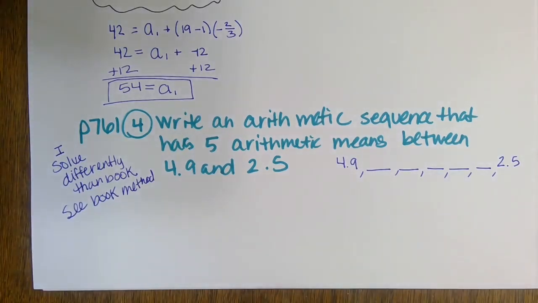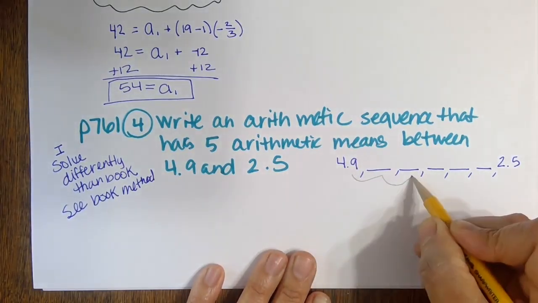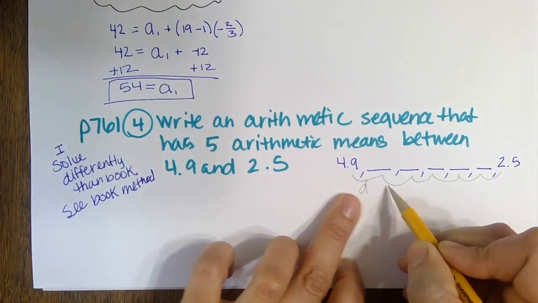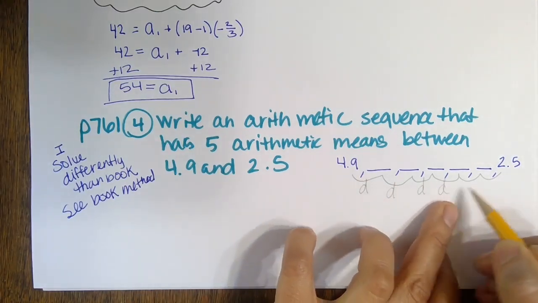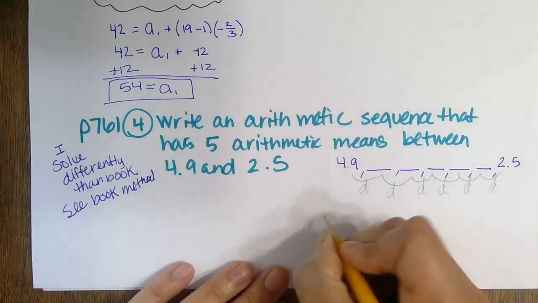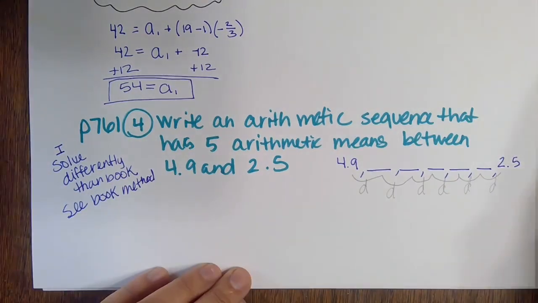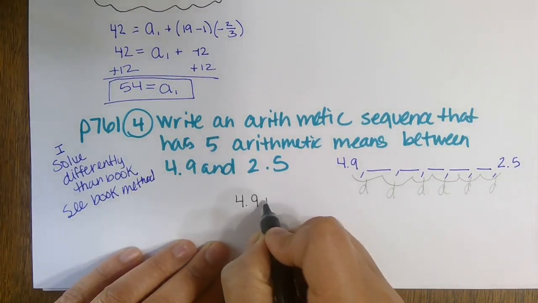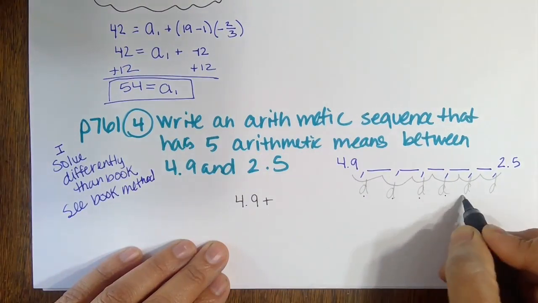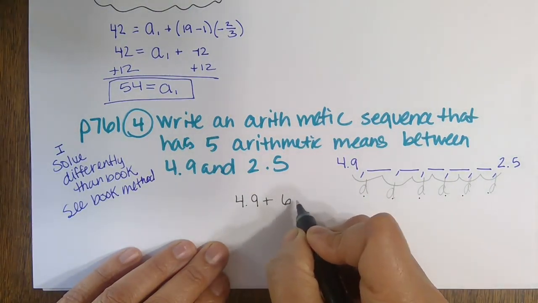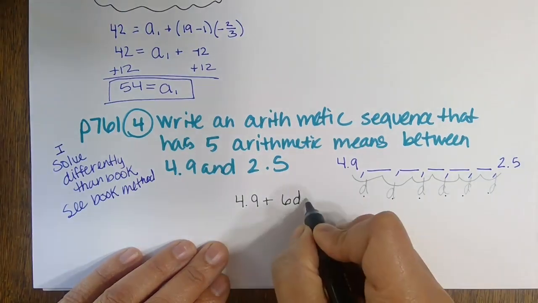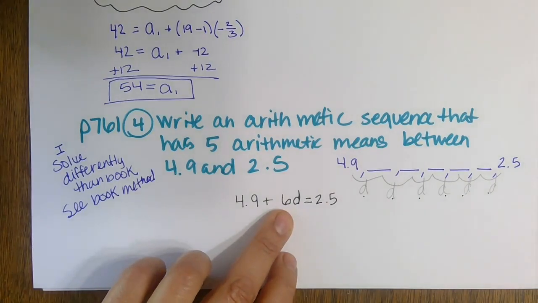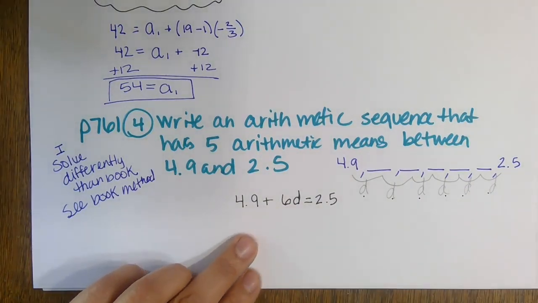So it's arithmetic. So pretty much it's saying, I'm adding or subtracting some number to get to this. So some number here, the same number here, the same number here, adding or subtracting the same number. So 4.9 plus 1, 2, 3, 4, 5, 6 common differences is going to equal 2.5, and I'm solving for this. So then you just do your regular math.